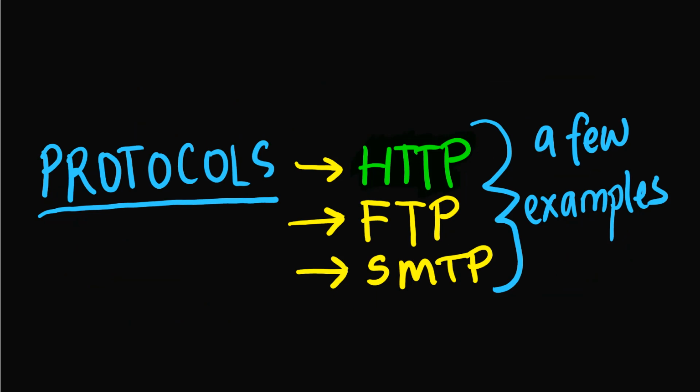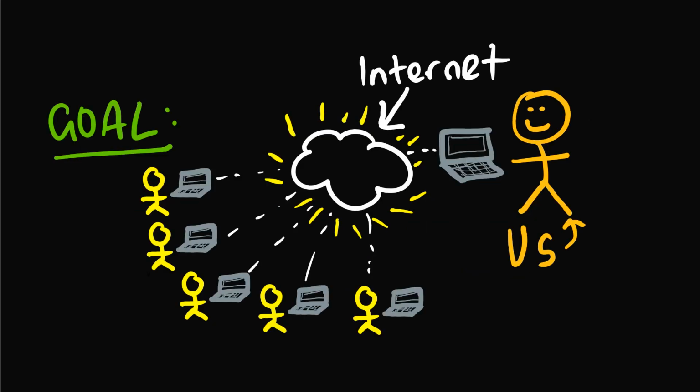A few examples of internet protocols include HTTP, which stands for Hypertext Transfer Protocol for sharing web pages, FTP for file transfer, and SMTP for email transfer. For this course, we're going to focus on HTTP, but let's take a step back and look at why. Our goal is to build a web service that someone with internet access can use. The way we do this is by creating a server-side web application that utilizes client-server architecture and the HTTP protocol.